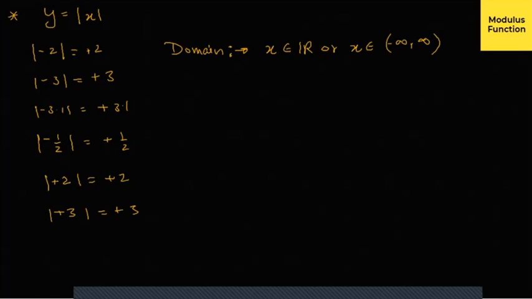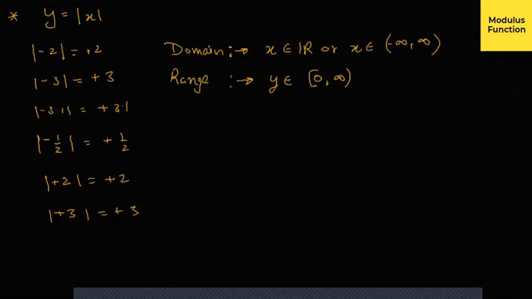Okay. And what is our range? You are able to see that every time we are getting a positive number only. Okay. So our range is y belongs to 0 to infinity, because it will convert all negative numbers into positive numbers. So that's why our range will become 0 to infinity. Now how will the graph of this function look like? Let's see that.